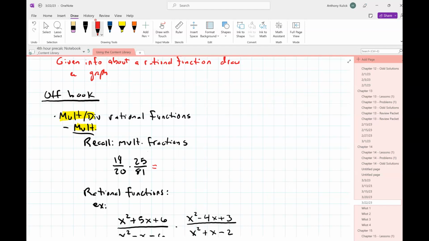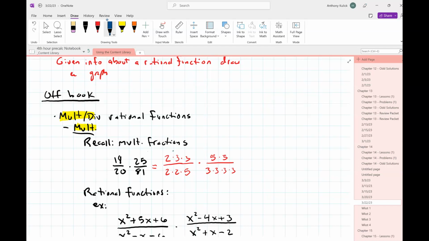Well, ideally, to make sure we get all the reducing, we want to do a prime factorization, right? So 18 is 2 times 3 squared. 20 is 2 squared times 5. 25 is 5 times 5. Well, let's write them without the powers. I'm just going to write 18 as 2 times 3 times 3. And then 20 is 2 times 2 times 5. And then 25 is 5 times 5. 81 is 3 times 3 times 3 times 3. So far, so good?